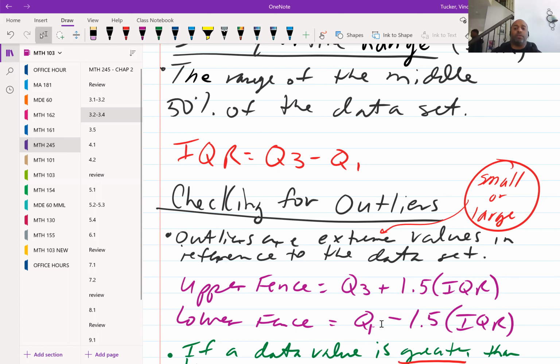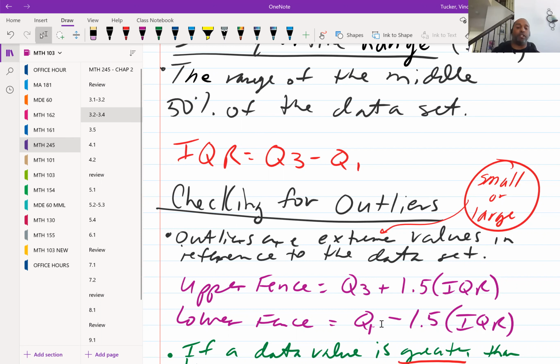So we're going to establish outliers by creating these fences or limits or boundaries. You know, different books call it different things. I think your book called it limits. But anyway, it's the same formula though. So if you're talking about your upper fence, it's Q3 plus 1.5 times your IQR. Your lower fence is Q1 minus 1.5 times the IQR.